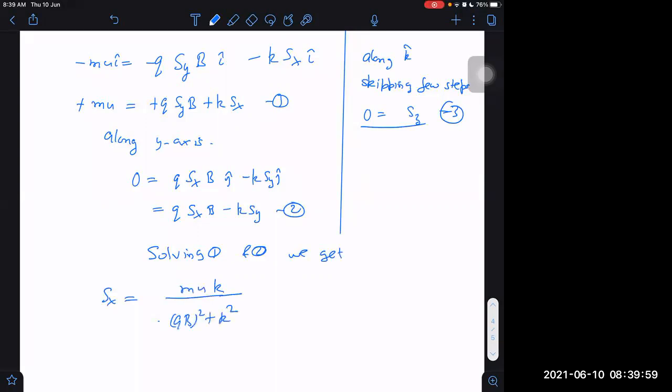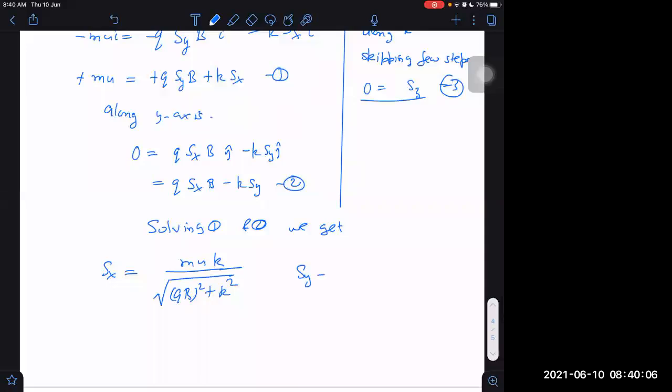Plus K square. Yes, sir. Under the root? No, sir. That's it. And what is SY? Under root won't be there. No root, sir. Under root won't be there. Okay, fine.